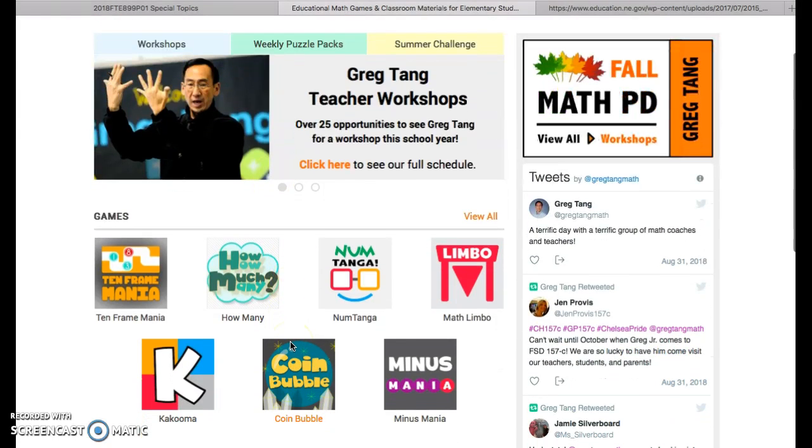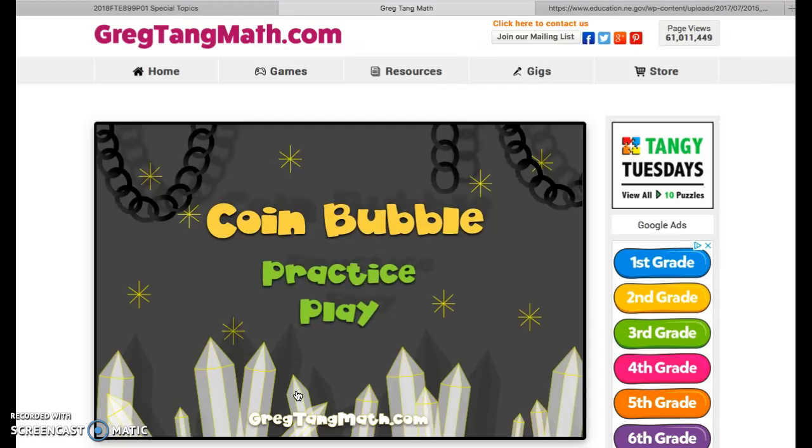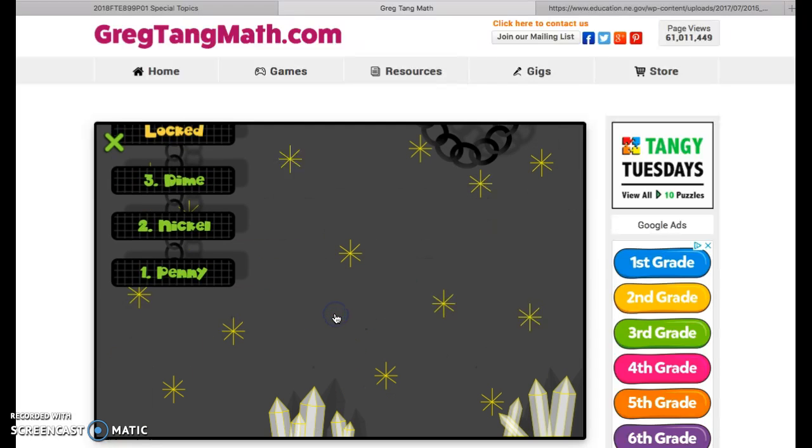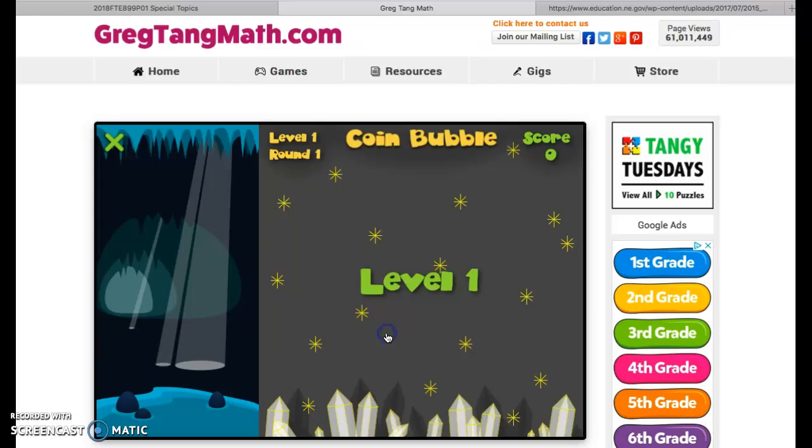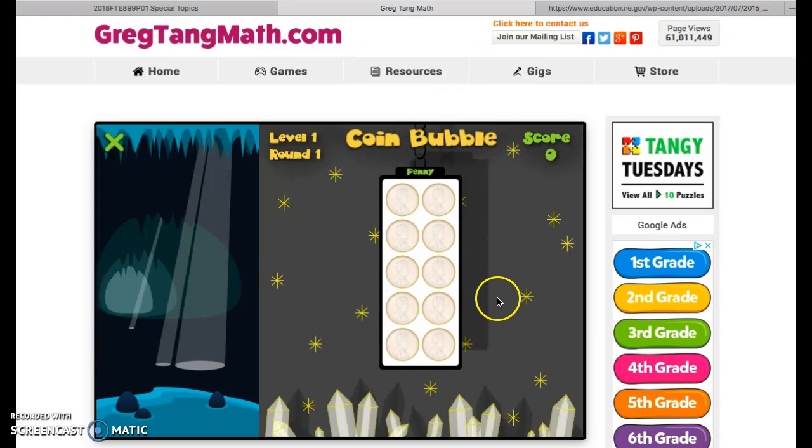I'm going to go back to the home, and this other game that I really enjoyed was the coin bubble. We do money at the end of the year, and this could be so fun for them. It also helps them with counting and the one-to-one correspondence, but also knowing money. So here we are working with pennies, and that's the first thing we focus on. They have to build 7 cents. So 1, 2, 3, 4, 5, 6, 7. And the bubble pops. And the goal is to burst 6 bubbles.